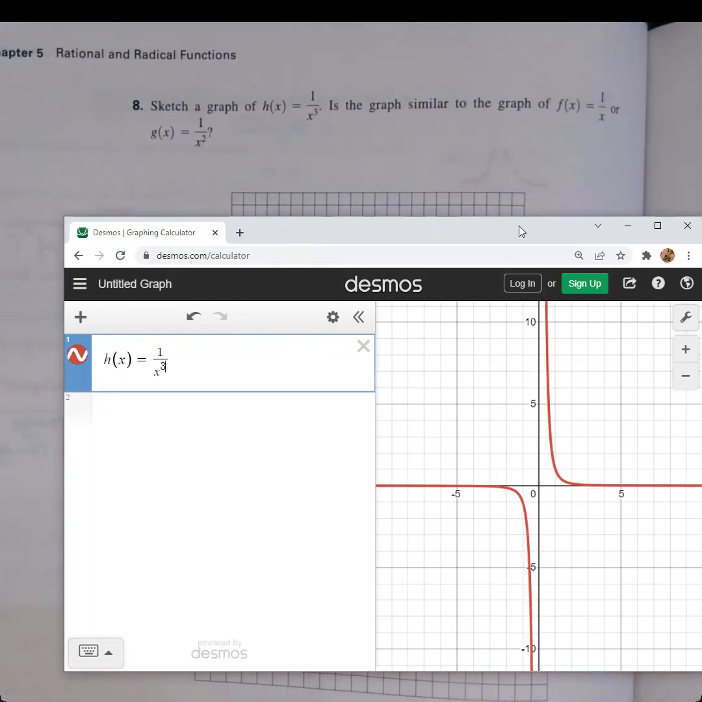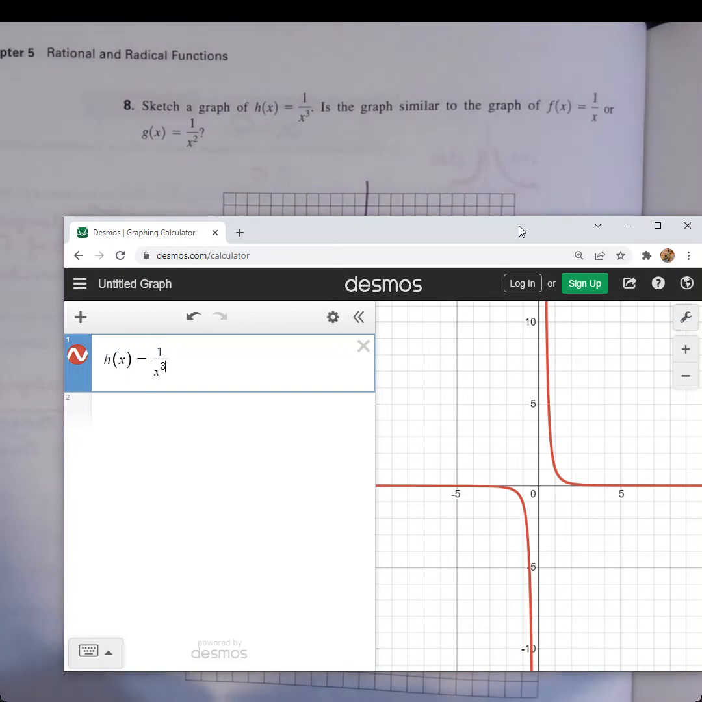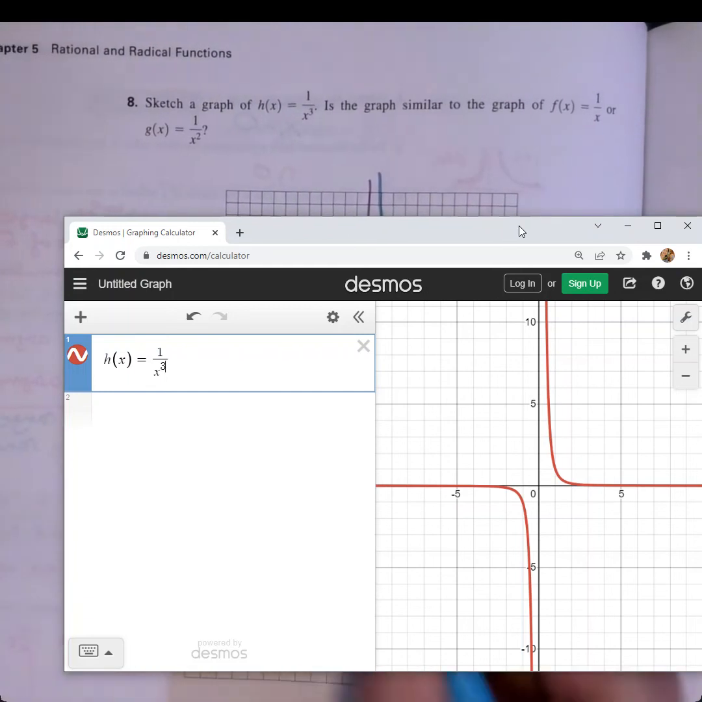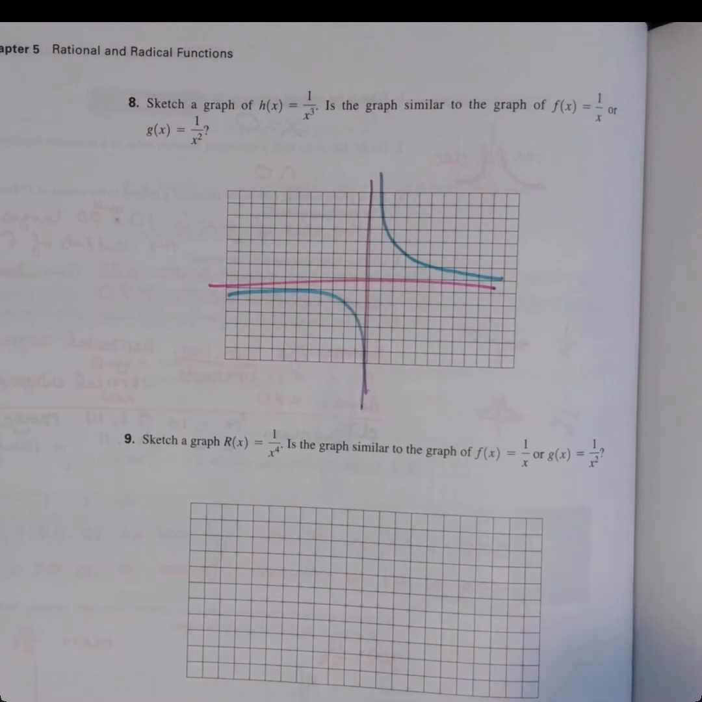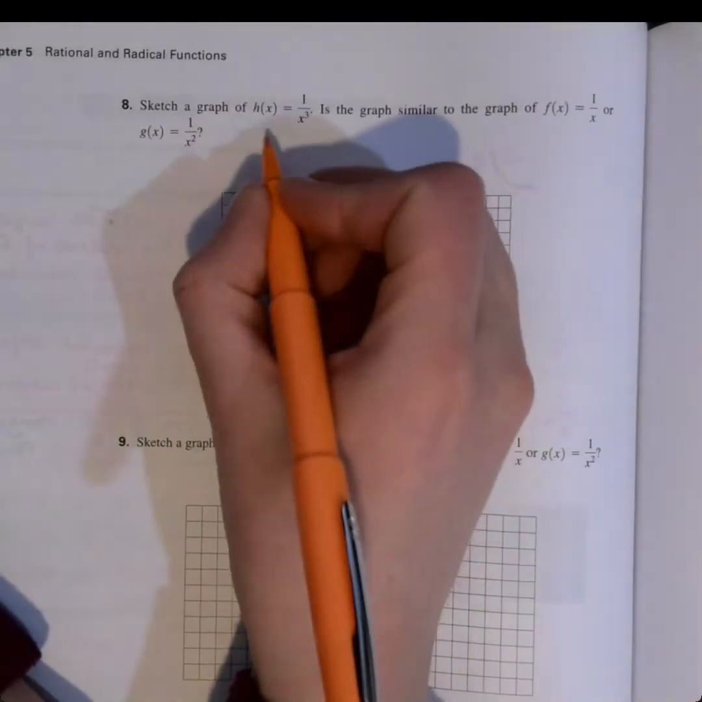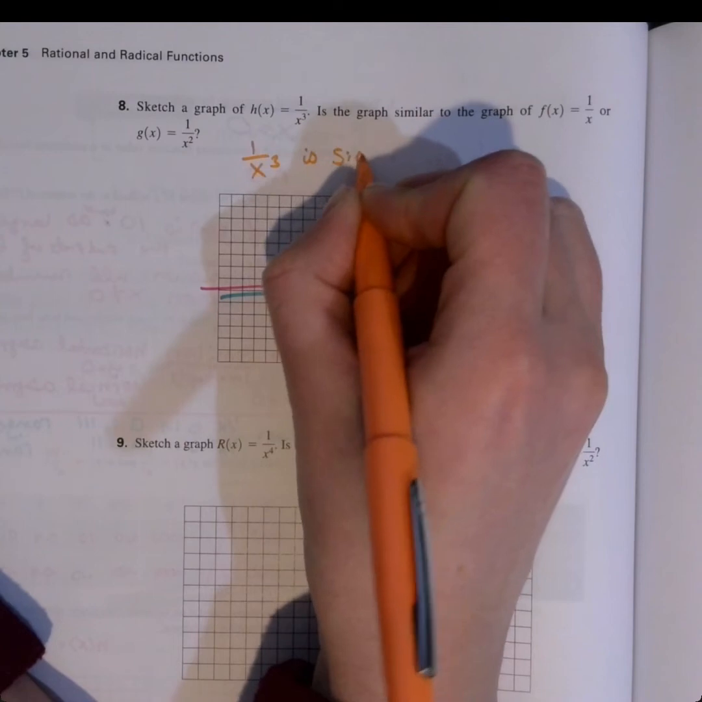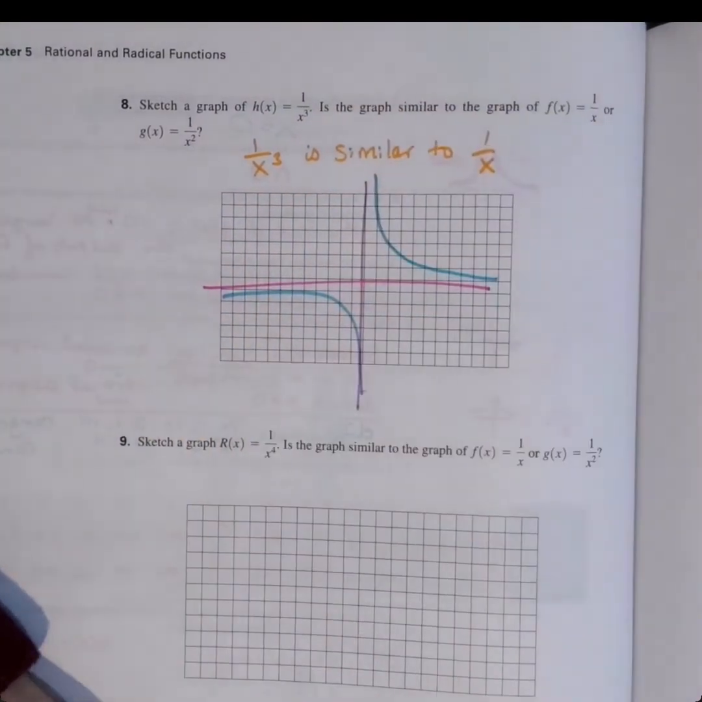And they want us to ask, is this similar to the graph of 1 over x or 1 over x squared? Okay, so 1 over x cubed, being that it's in quadrants 1 and 3, is going to be similar to the graph of 1 over x, more so than it is similar to the graph of 1 over x squared. So we'll make that note that 1 over x cubed is similar to 1 over x.